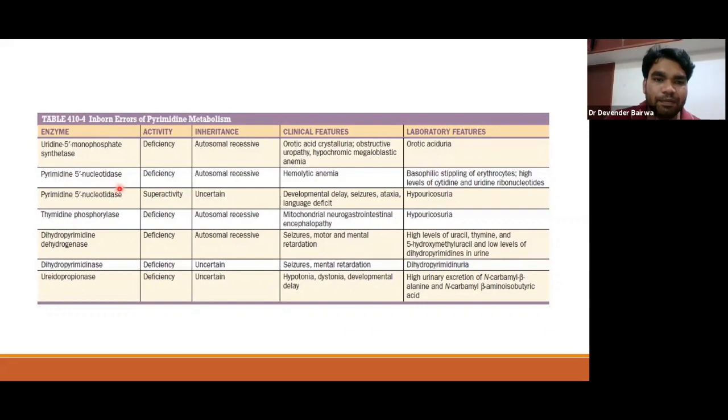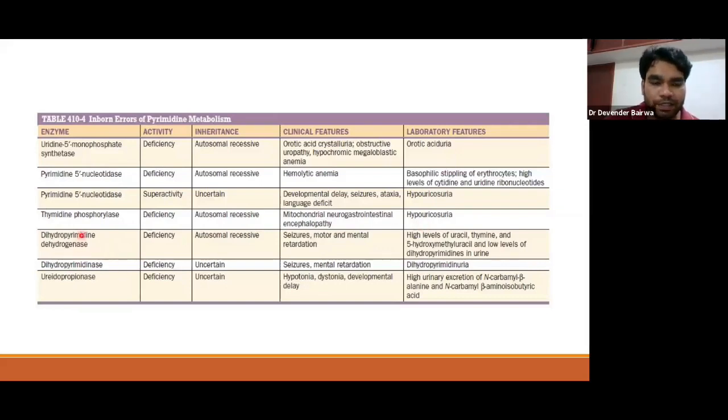Then pyrimidine 5' nucleotidase deficiency can be there. There can be superactivity also. So what can happen? There can be hemolytic anemia because of this pyrimidine 5' nucleotidase deficiency. There is basically stippling of RBCs and high levels of cytidine in urine. So basically, what is happening? DNA is not forming, and because of that, there is hemolytic anemia. In overactivity, there can be developmental delay, seizures, ataxia, language deficit, and hyperuricemia. In case of thymidine phosphorylase deficiency, there can be mitochondrial neurogastrointestinal encephalopathy and hypouricemia.